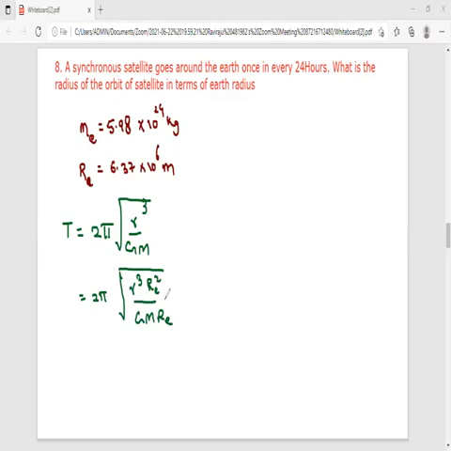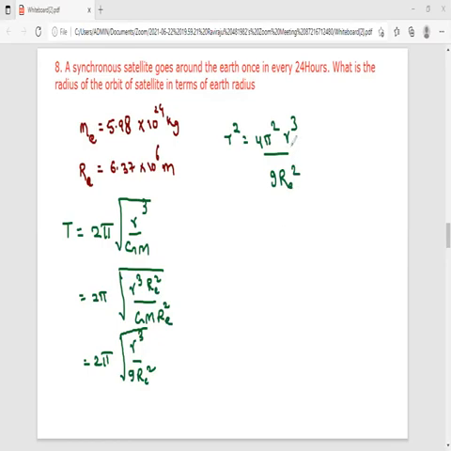Not with r. With r square you can multiply and divide, because it will be 2 pi root over r cube into what is GM by r square. In place of GM by r square, you can write small g and Re square. Like that, you can write the equation here. Now you can just substitute the values. So now better you write T square equal to 4 pi square into r cube by g Re square.